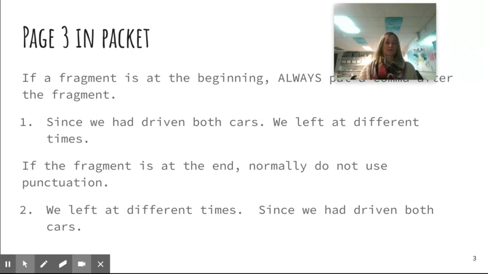On the opposite side, if the fragment is at the end, we normally, which means there are exceptions to every rule, right? Normally do not use punctuation. We left at different times, complete thought, since we had driven both cars. So again, now the fragment's at the end, just take out that period and lowercase the s.